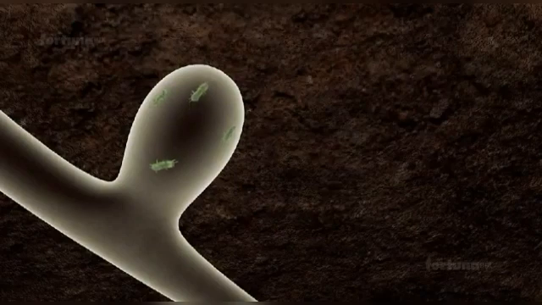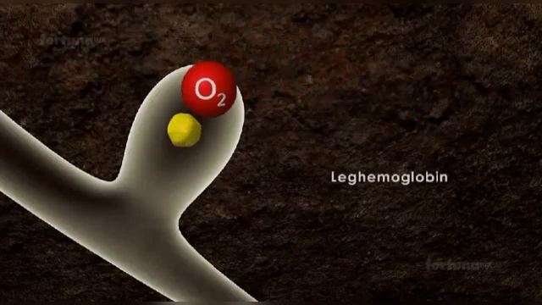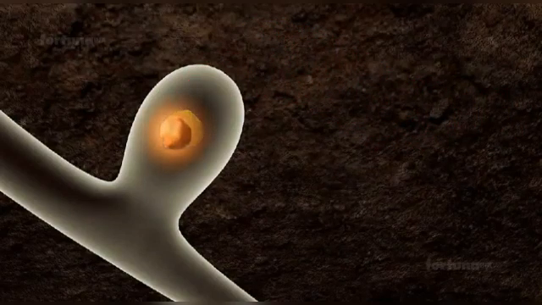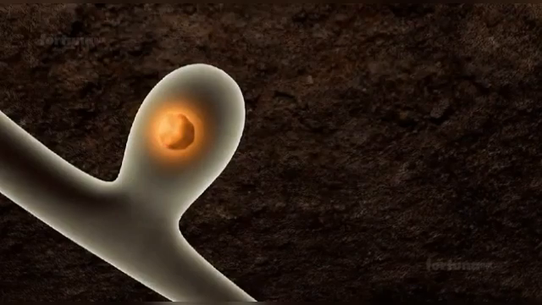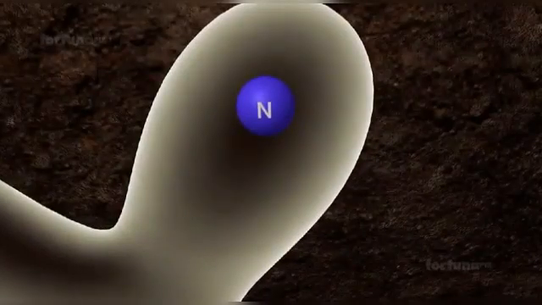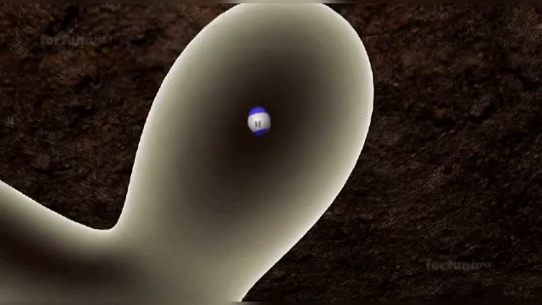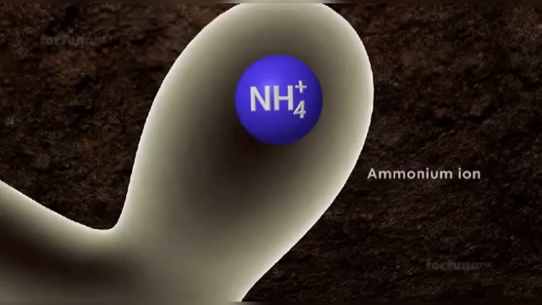Once atmospheric air reaches the root nodule, oxygen will combine with the leghemoglobin. Leghemoglobin combines with oxygen, thereby promoting nitrogenase activity. The nitrogen molecules, with the help of nitrogenase, will combine with hydrogen molecules to first form ammonia and then an ammonium ion.